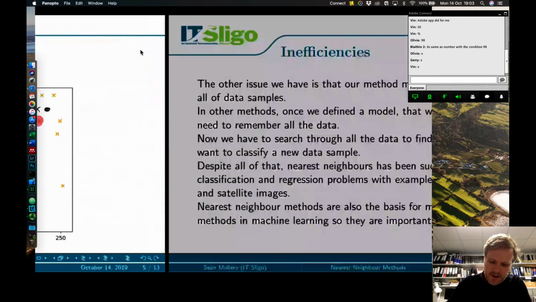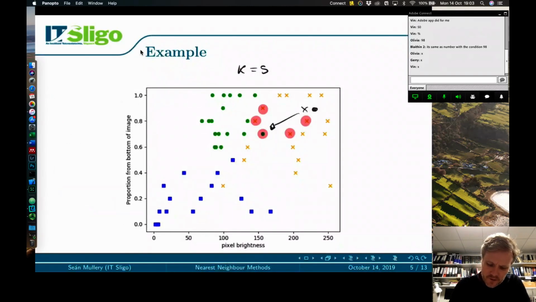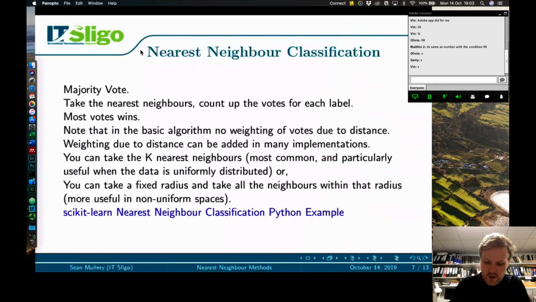Now, if we went back here and said, well, what I'm going to do is inversely weight it, so that the further it is away, the less its vote is worth. For example, this one now is a lot further away, so it gets a lower vote, whereas I'm going to weight this one the highest because it's the closest one. So you could make it more complex and do that sort of thing as well. Weighting due to distance can be added to many implementations. So you can take the k nearest neighbours, most common and particularly useful when the data is uniformly distributed.